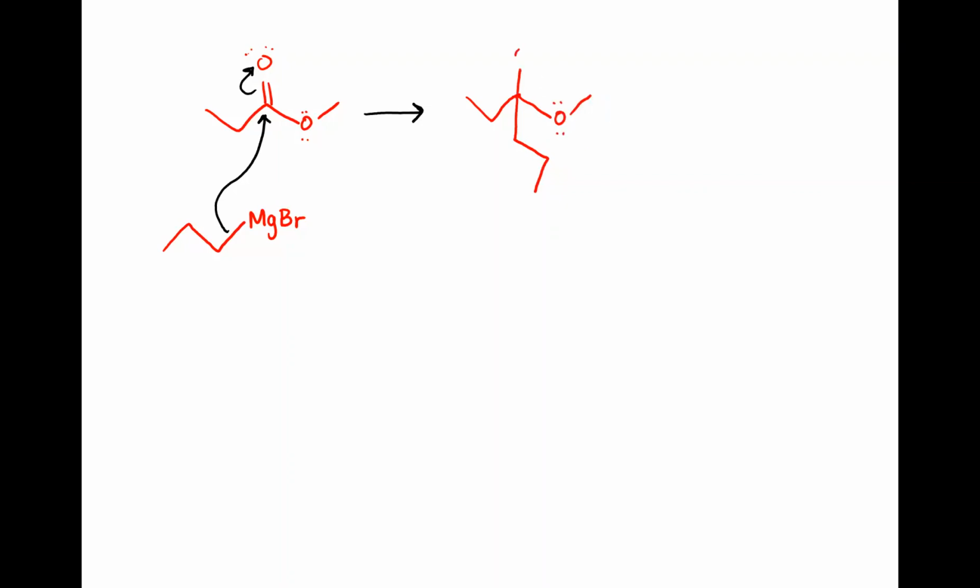And then in the case of an ester, we can have loss of a leaving group. So if we move electrons down to reform a double bond, we can kick out this oxygen as a leaving group. So that will produce a ketone intermediate. And we've kicked out some methoxide as well.